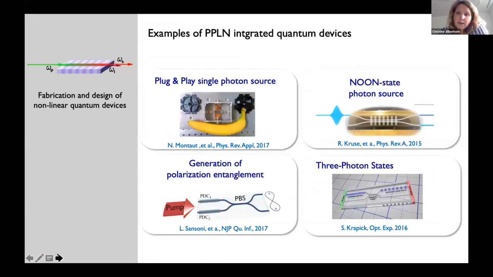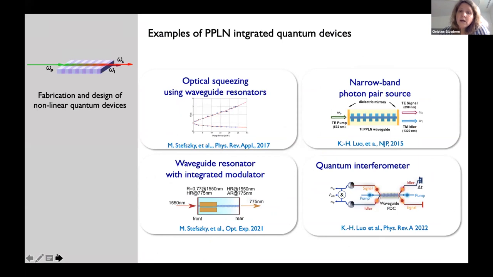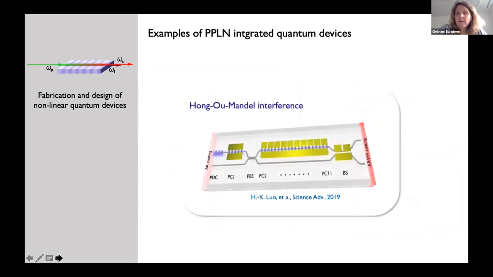Now, I can't go into detail, but we have done all kinds of different integrated systems: plug-and-play single photon states, NOON states, generation of polarization entanglement. I always call it a QUIOT-like source because you basically can have them degenerate. We have demonstrated three-photon states in a cascaded process, optical squeezing using waveguide resonators, narrowband sources. We can combine resonators with integrated modulators, quantum interferometers. The device I want to show you a little bit more in detail is actually the Hong-Ou-Mandel interference chip, which we demonstrated in 2019.